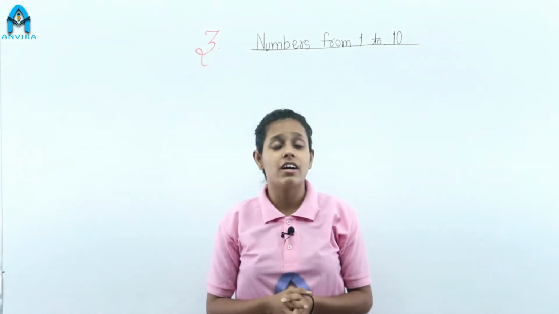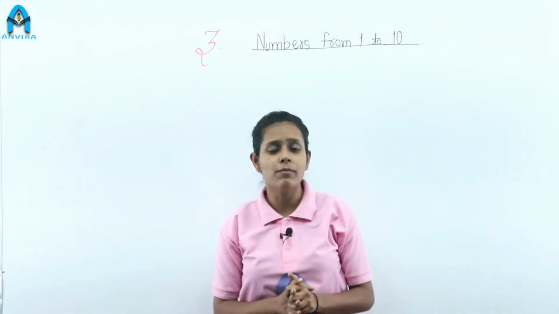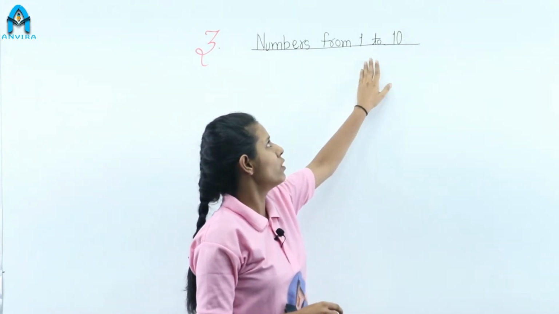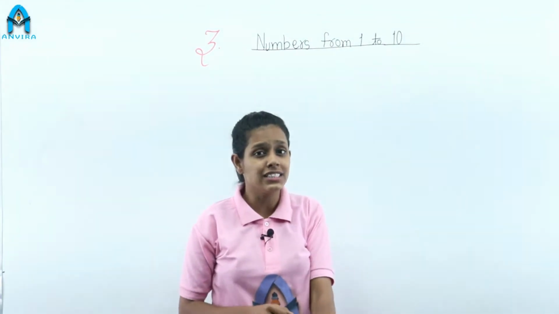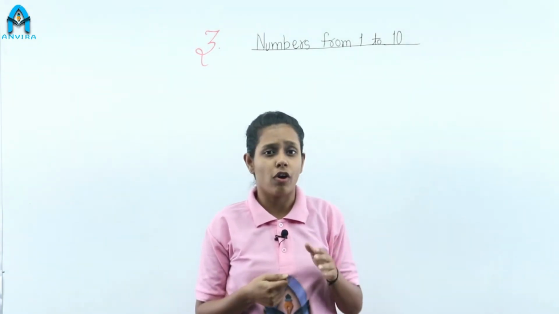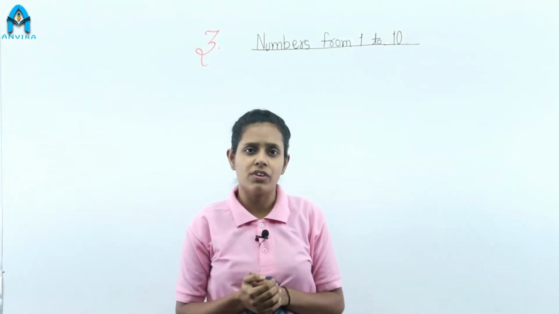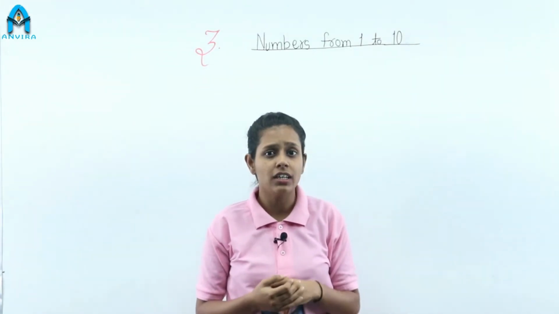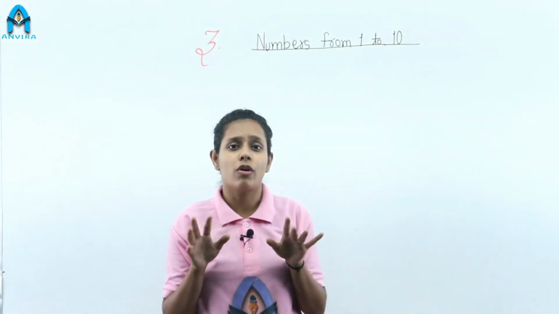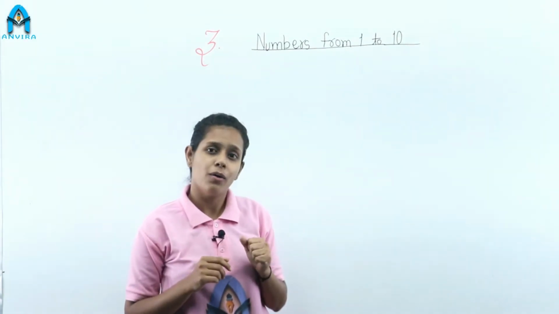Today we will start our next chapter, chapter number 3. Name of this chapter is numbers from 1 to 10. In this chapter we learn about numbers, numbers from 1 to 10. We learn about numbers in our previous classes, but here we learn how we can define numbers with our fingers. Let's start with number 1.